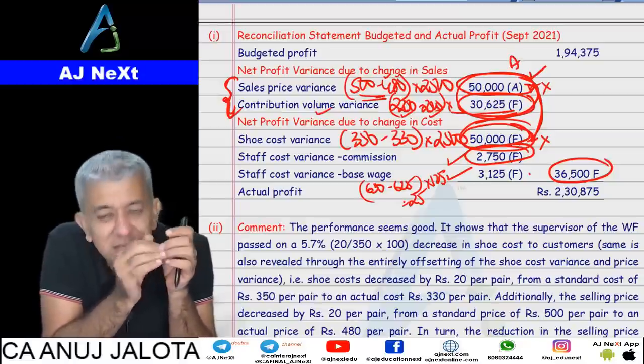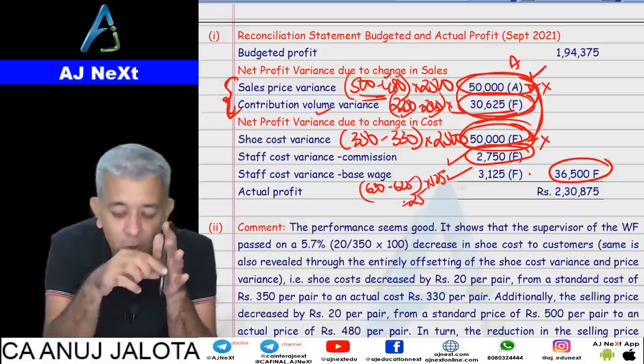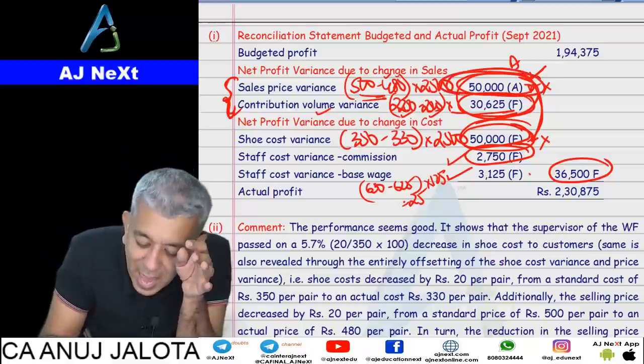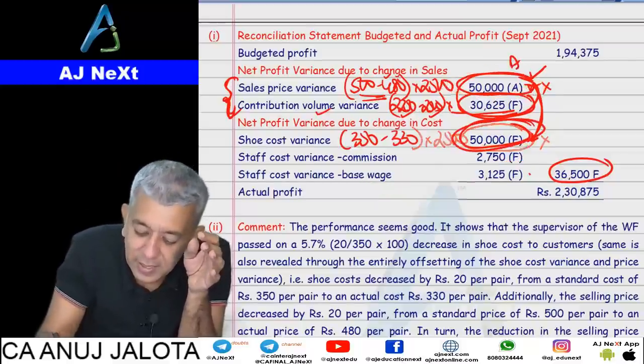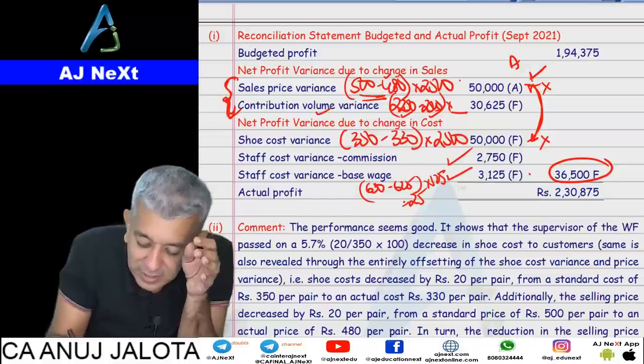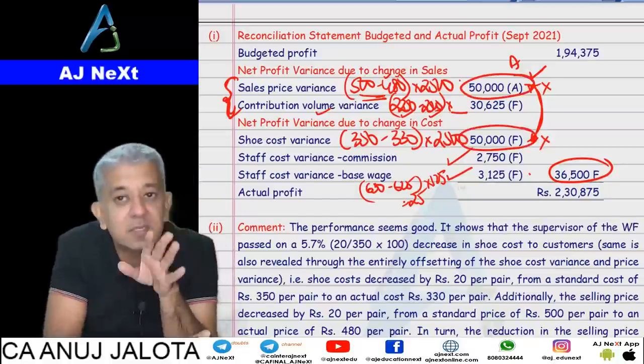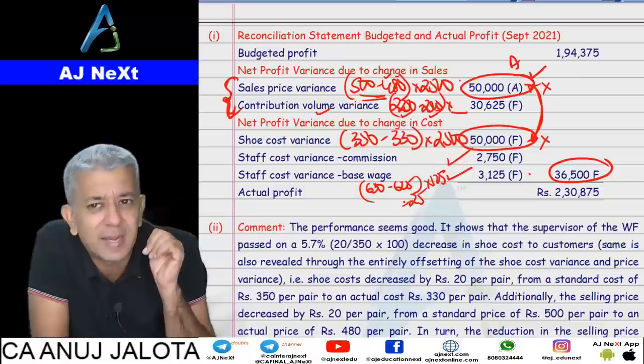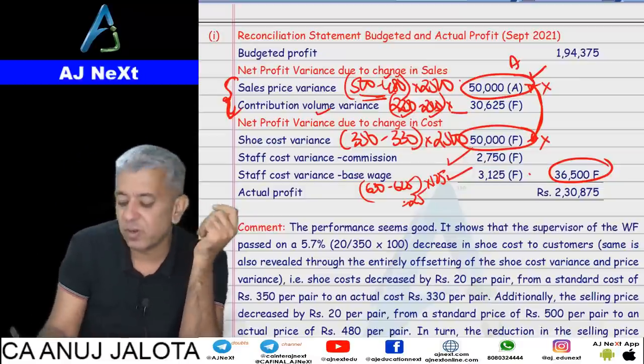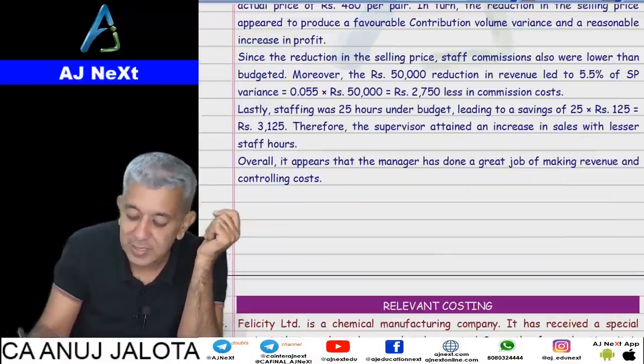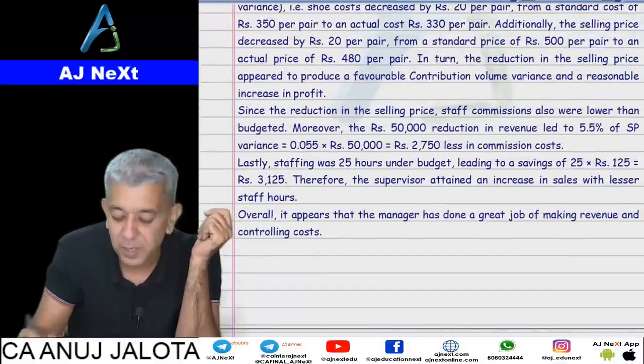But I can still say that it was not that bad, because this particular thing actually got funded by this thing. What I'm saying is, this thing must have got funded by this thing. So overall it was not that bad. Now that is whatever you have to write in comments. That's it as far as this question goes.